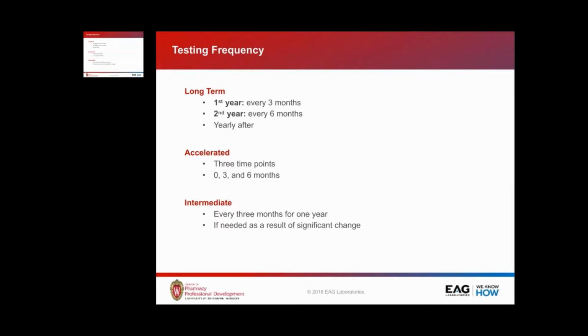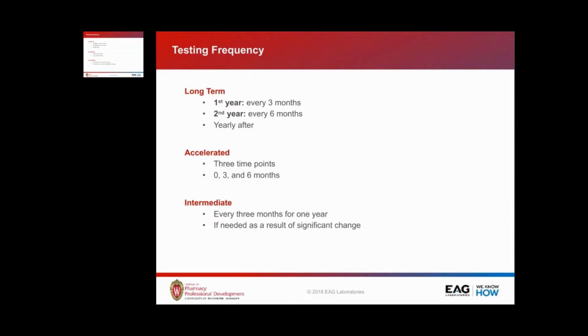sometimes it is acceptable to have an altered time frequency. Some places, if they've had data from previous batches, may only test at 0, 12, and 24, or every 6 months. If you don't have a lot of data to back that up, I would not recommend that. It's also important to understand that you don't want to get surprised, go to your 12-month time point, and all of a sudden realize that you have a leachables issue that may not have been caught by extractables.